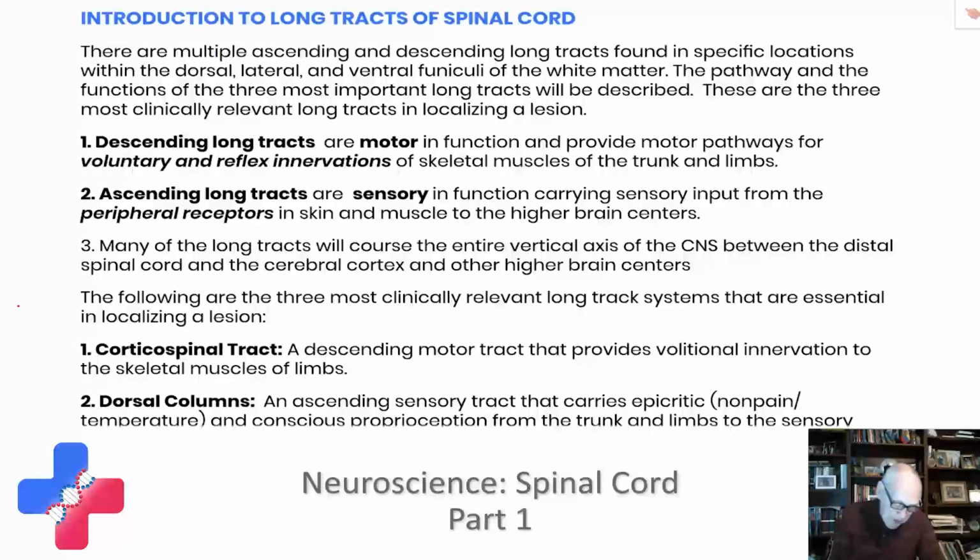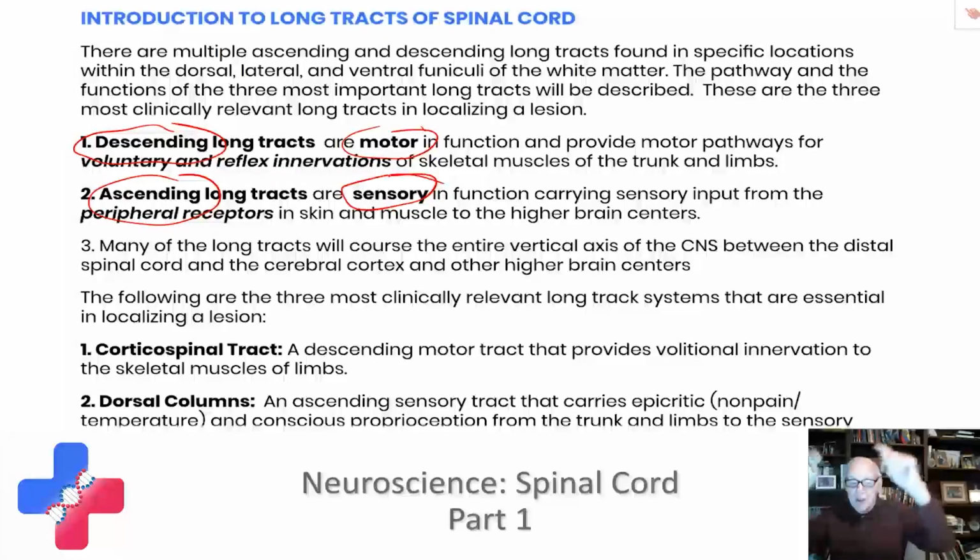Now remember, if they are descending, they're motor in function. If they're ascending, they're sensory in function. We mentioned that and you remember that. And number 3 there just reminds you that these long tract systems are not just running, of course, up and down the spinal cord. They're continuing on above through brainstem and all the way, the big ones go all the way to the cortex. So they'll run the entire axis of the central nervous system.